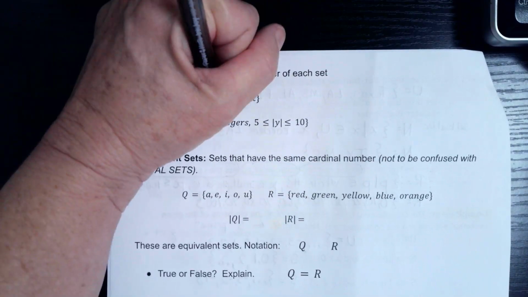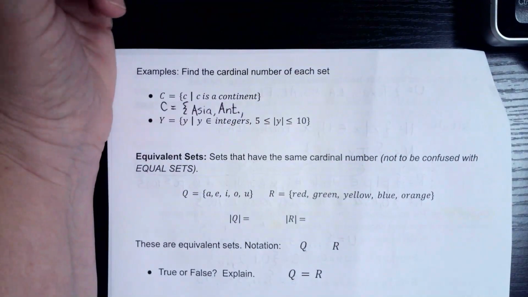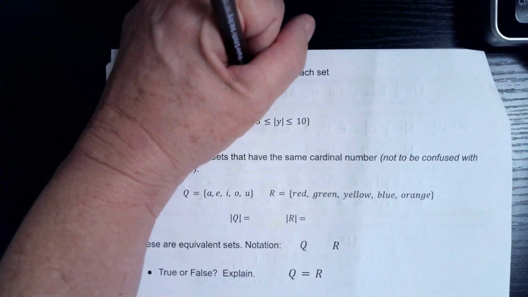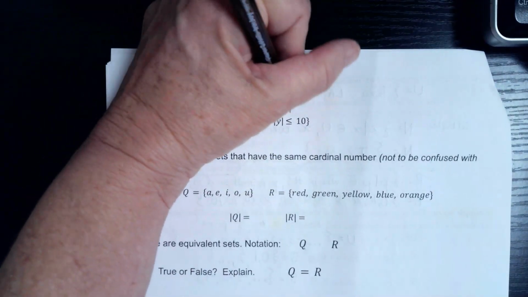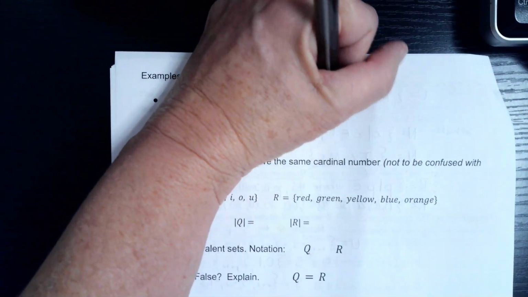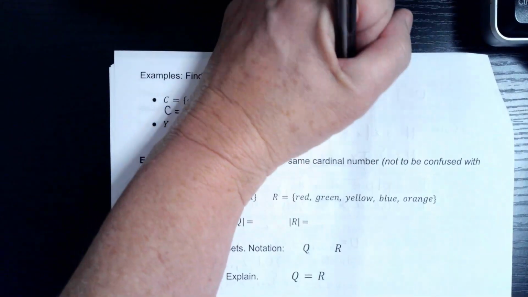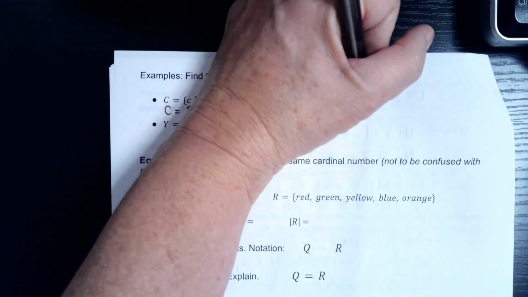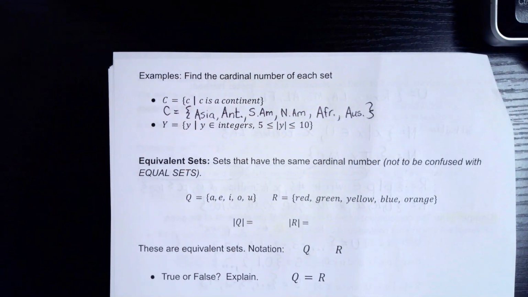Okay, I'm going to abbreviate some of them. Are y'all okay with ANT for Antarctica? South America. Okay, or SAM. North America. We're getting there. Africa. Australia. So, how would I notate that I am going to give you the cardinal number of set C?